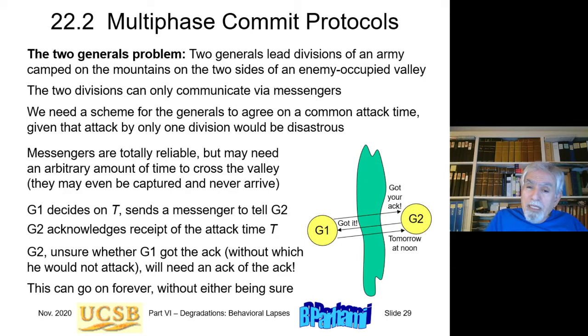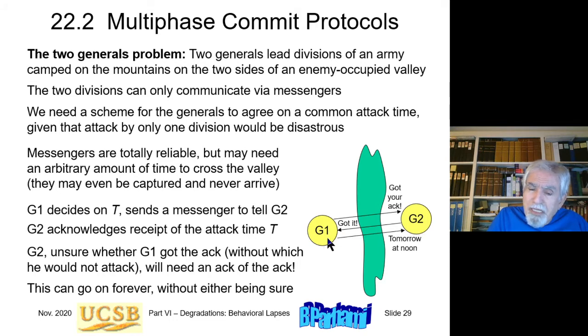The only way they can communicate is by sending messengers, people. And the nature, the geography of this region is that messengers have to go through the enemy. So this is the setup of the problem. They have to go through the enemy territory to reach the other side.